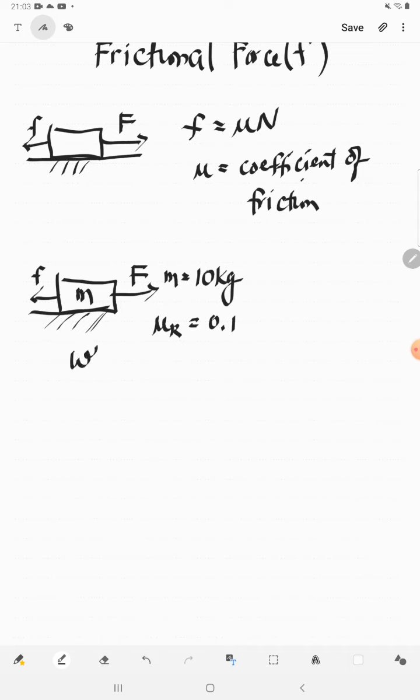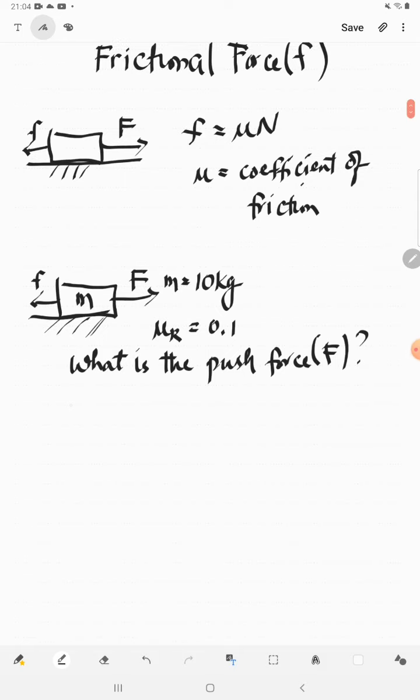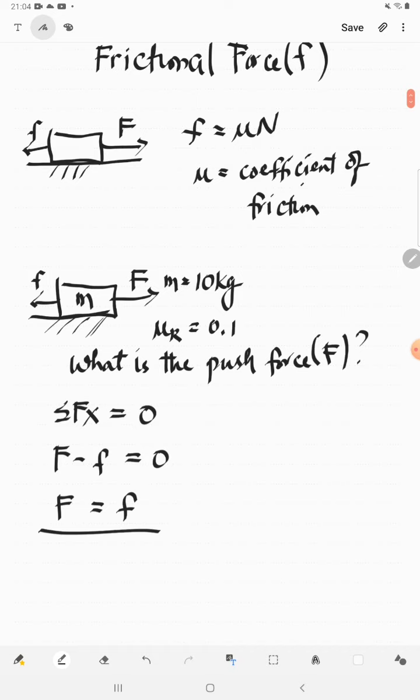Okay, so what is the push force, or what we call the applied force? Okay, F. So this is the question. So we apply Newton's first law, summation of forces along x equals 0, and we say that capital F minus small f is simply equal to 0. So our applied force is simply equal to our frictional force.